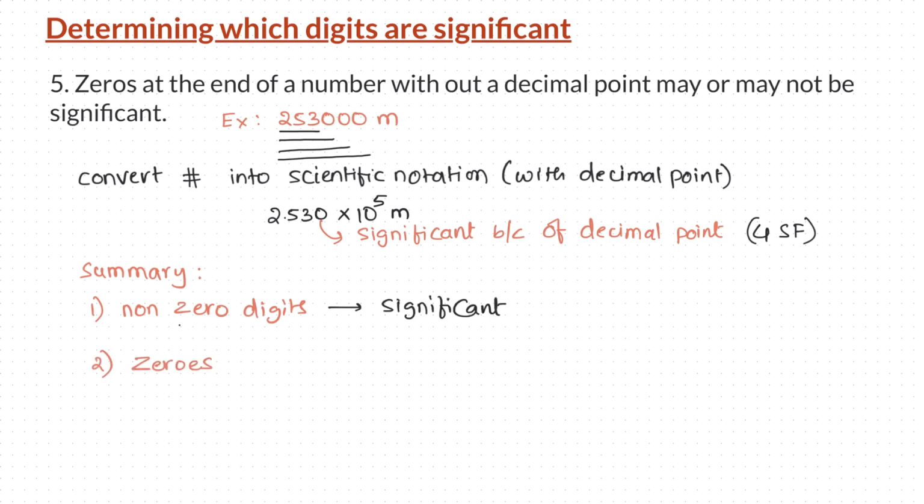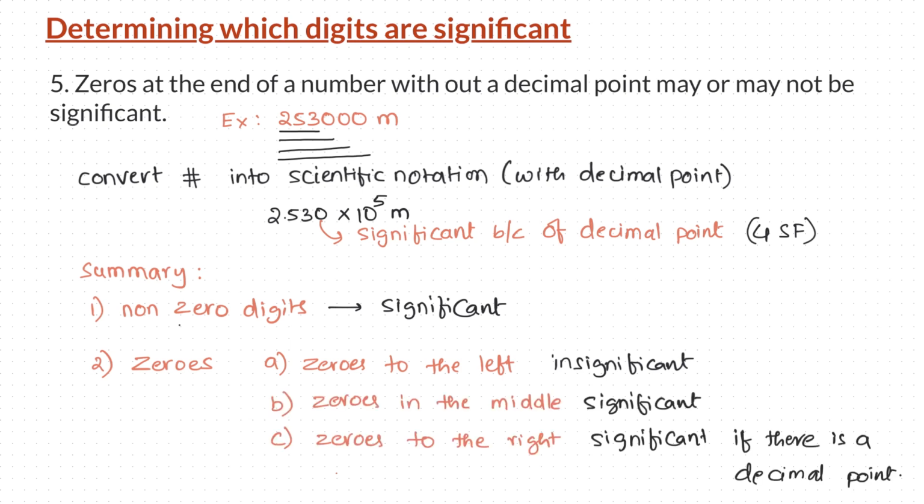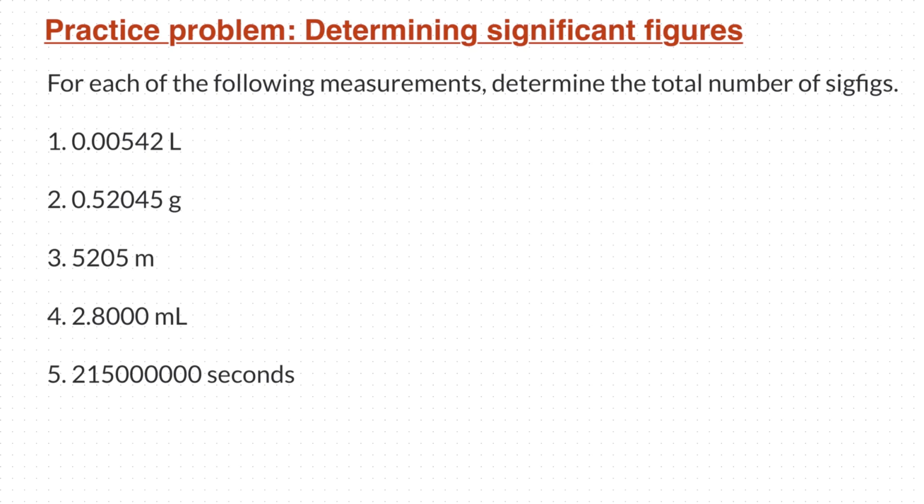2. For zeros, there are 3 possibilities. Zeros to the left, insignificant. Zeros in the middle are significant. Zeros in the right are significant if there is a decimal point. Let us do some practice on how to count the significant figures in a measurement.